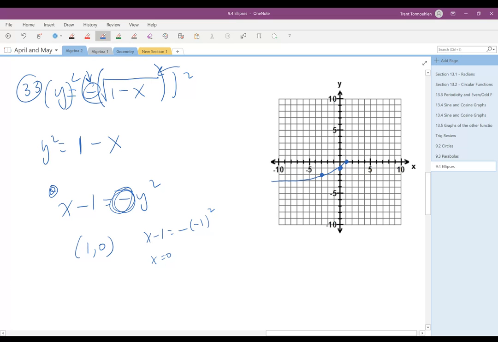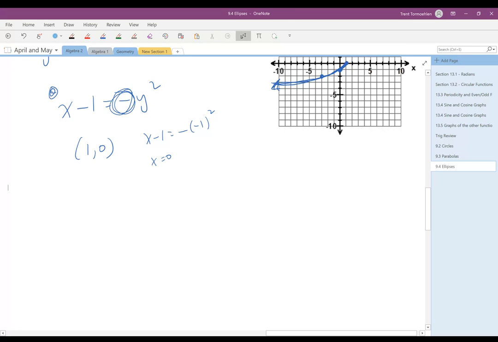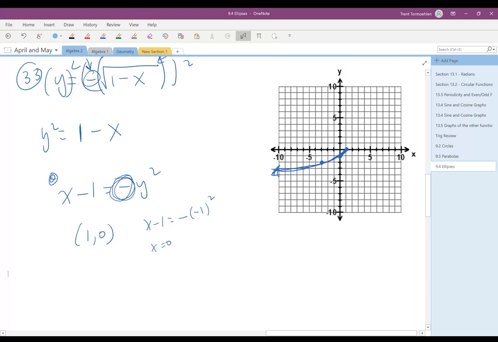But it stops and is only this bottom part, because it can only be the part where y is negative, which is the part that is below the x-axis. And so the graph of this is essentially a half parabola that has a vertex at 1 comma 0.